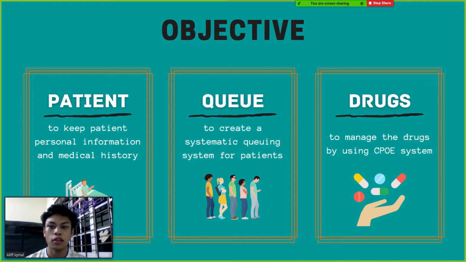The first one is the patient, to keep a patient's personal information and medical history. The second one is the queue. It is to create a systematic queuing system for the patients. The third one is the drugs. It is to manage the drugs by using the CPOE system.